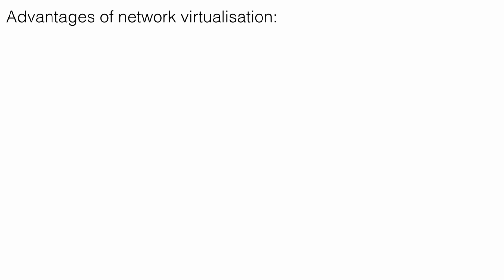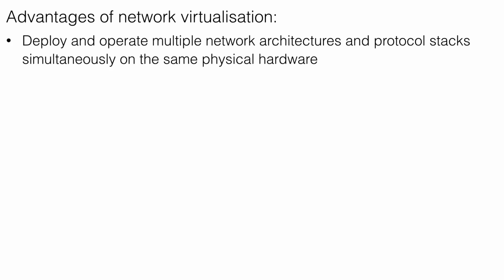To summarize, network virtualization provides an abstraction of the physical network infrastructure and its resources. Introducing such an abstraction layer has several advantages. First of all, virtualization allows multiple network architectures and protocol stacks to coexist on the same physical network infrastructure. This also facilitates the deployment of new and experimental network technologies without endangering or disturbing existing services.